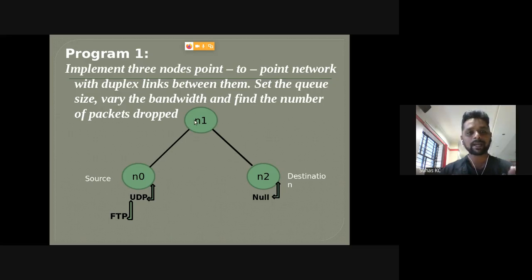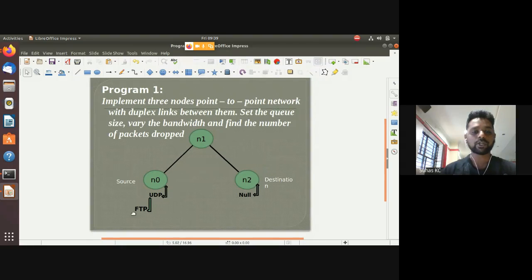Whenever they say packets drop, I need to go with a connectionless protocol. Whenever I say connectionless, the type of protocol I'm using is UDP, and UDP is a connectionless protocol. So here I set the properties of UDP to the N0 node, and the properties of null to the N2 node.